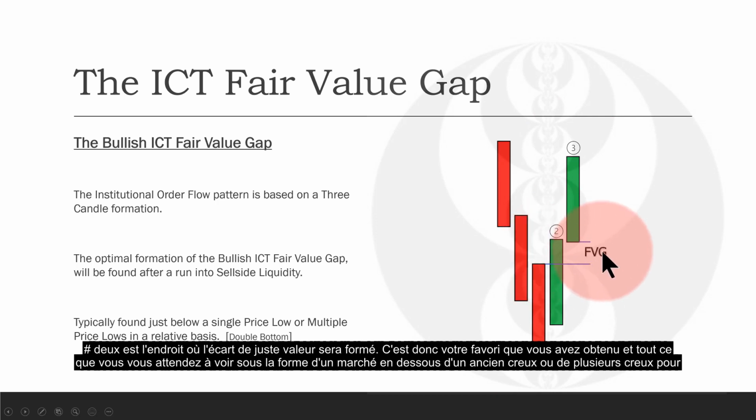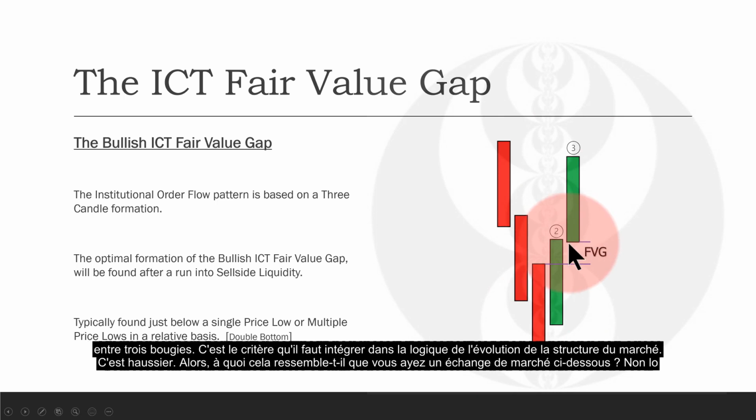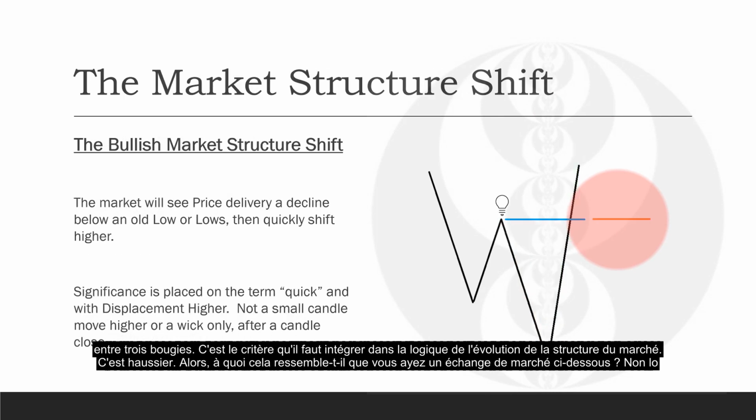So that is your fair value gap, and everything you would expect to see in form of a market run below an old low or multiple lows for sell side liquidity. Once it starts trading higher and takes out a short-term high, that's not being shown here, okay, because I'm showing you the pattern itself. This is what you're looking for, okay, this separation between 3 candles. That's the criteria. You have to blend in the logic of a market structure shift that's bullish.